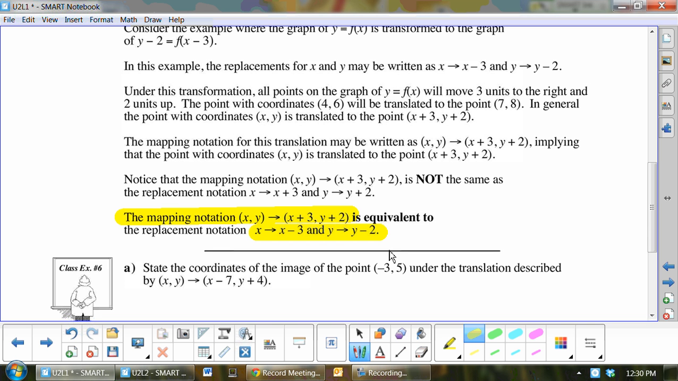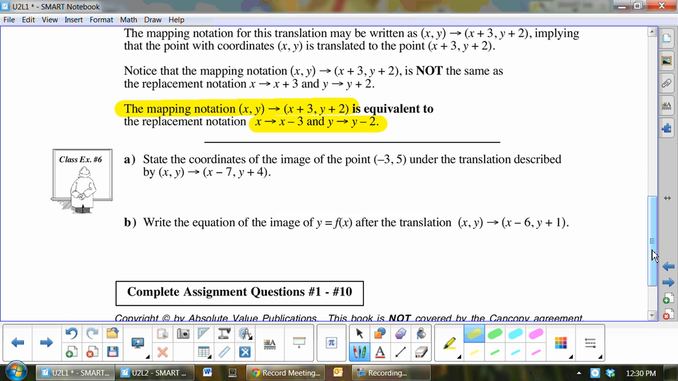Okay, so the best way to probably explain this, let's do an example. State the coordinates of the new image after -3, 5 under the described mapping rule (x, y) goes to (x minus 7, y plus 4). So that means take your x value, so I have -3, and I'm going to minus 7 from it. So what is my new point? -10.